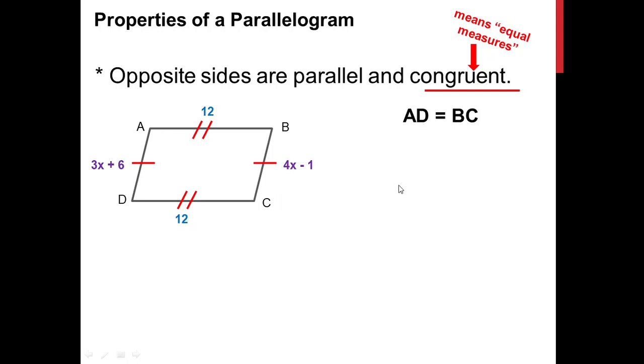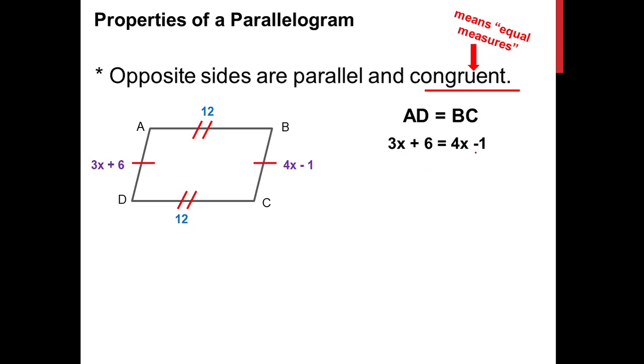Now let's try to prove. So I have here my line AD is equal to 3x plus 6 equals my line BC, which is equal to 4x minus 1. Now from here, this is just basic algebra, right? Now we can solve this using the additive inverse method to solve for the variable x.